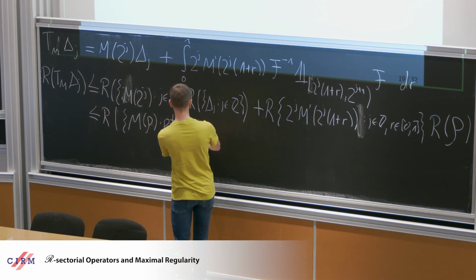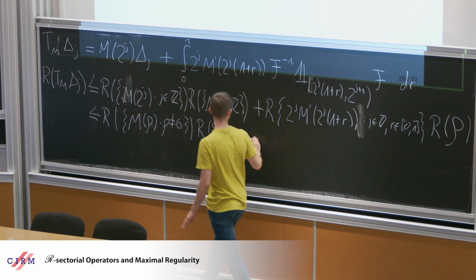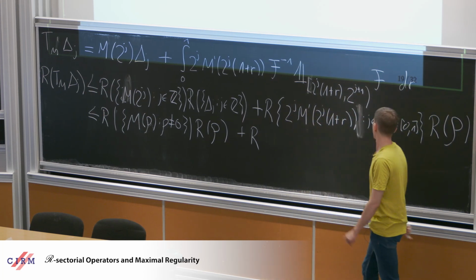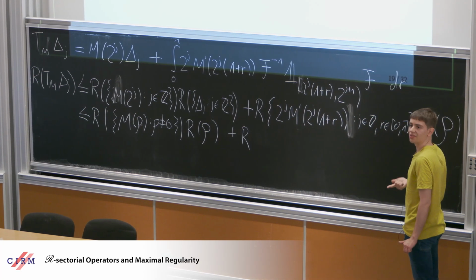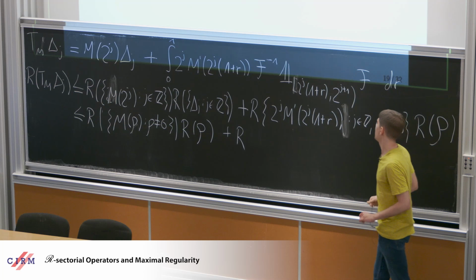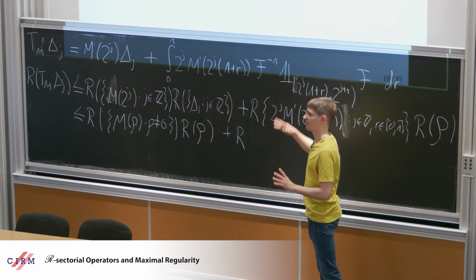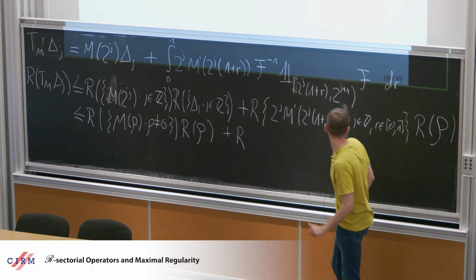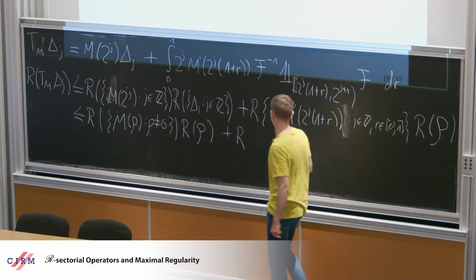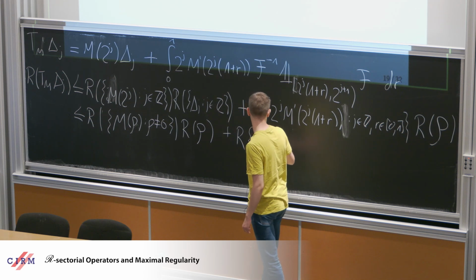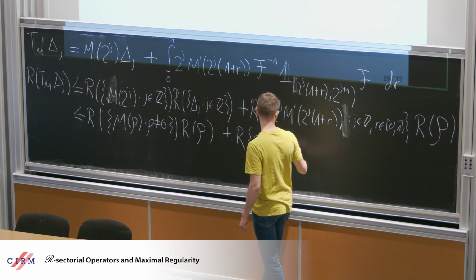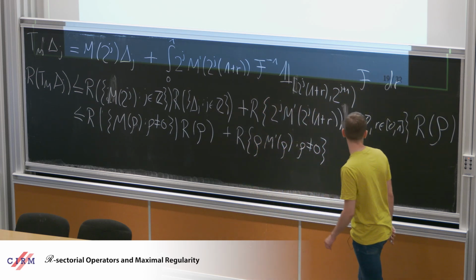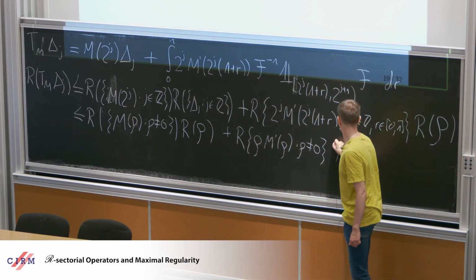This can be estimated by the R bound of P plus here now we apply the Kahane contraction principle, which told us that in such randomized sums we can make some scalar numbers just larger. So we can replace this 2 to the j even by this number here. So in fact what we can get here is the R bound of rho times m prime of rho for rho non-zero. And again here we get the R bound of P.